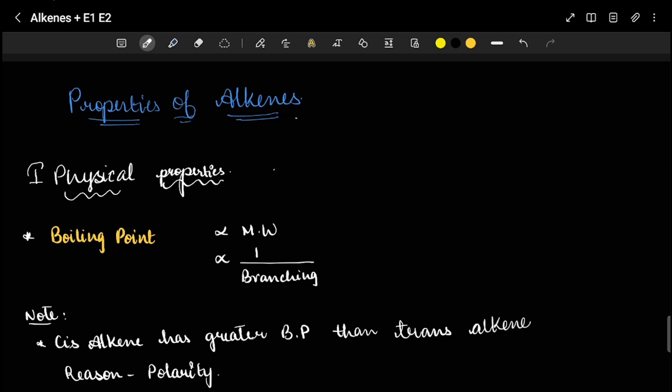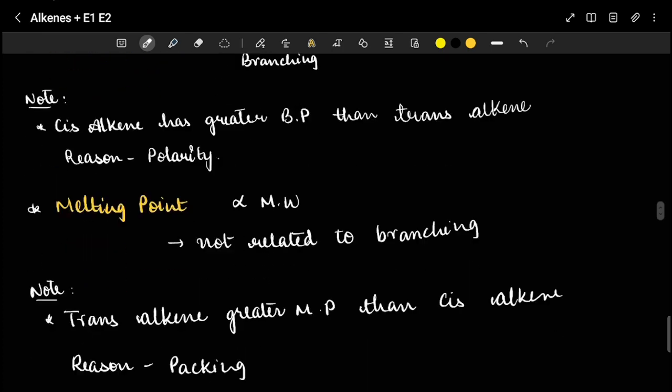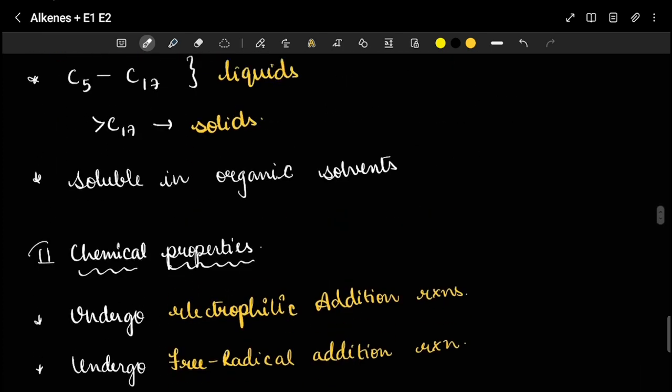Hello. So in the previous video, we saw different preparatory methods of alkenes. So today, let us see properties of alkenes. The first one is physical properties. Physical properties of alkenes are the same as alkanes. We have the basic points: boiling point, melting point, and some other extra points.